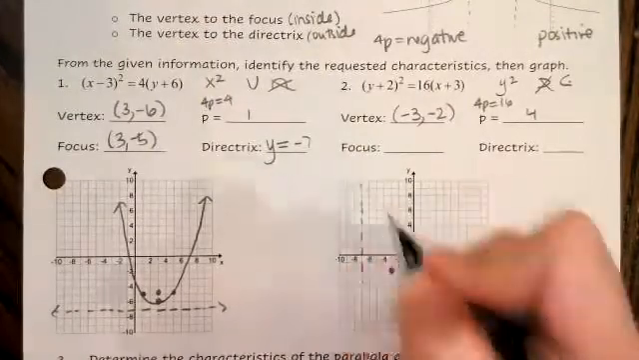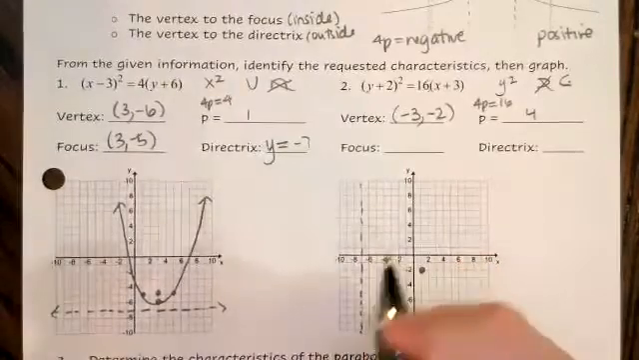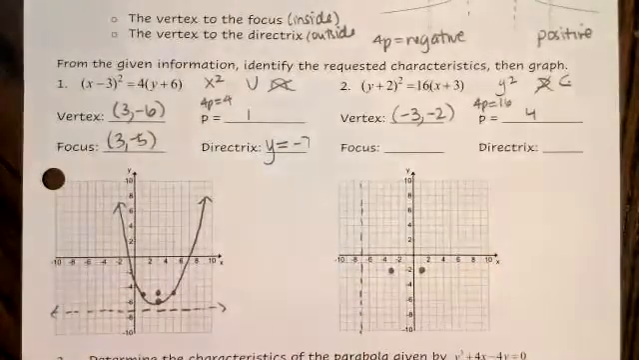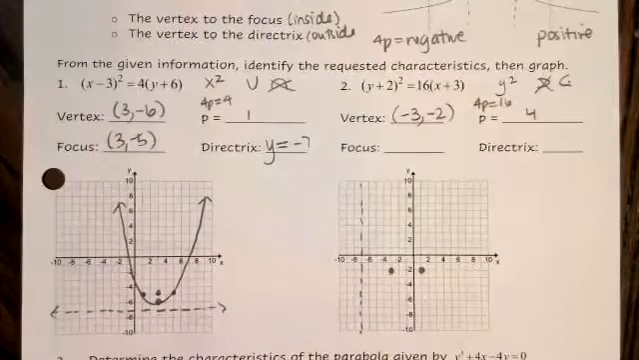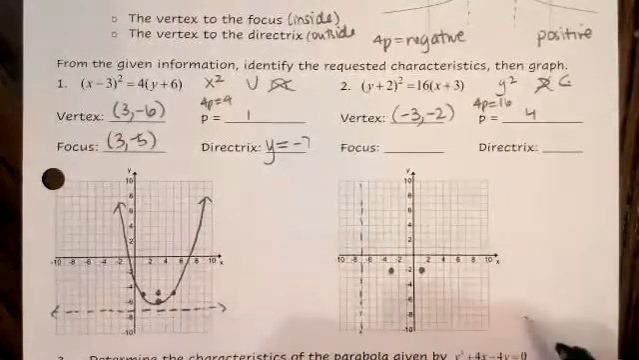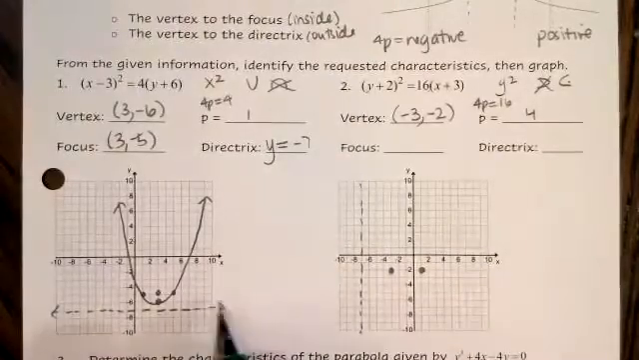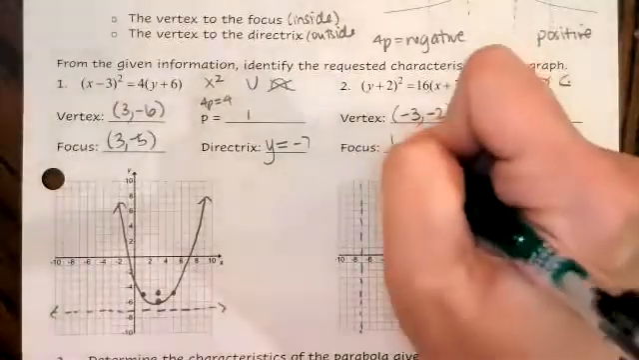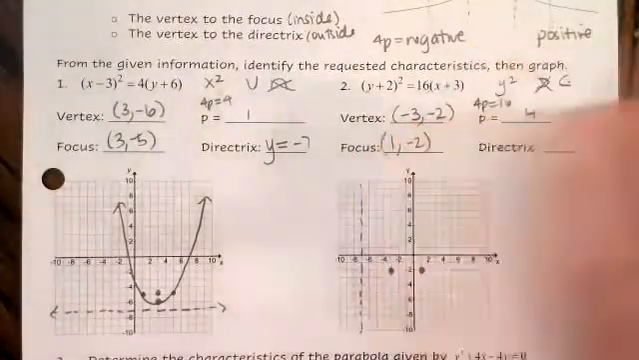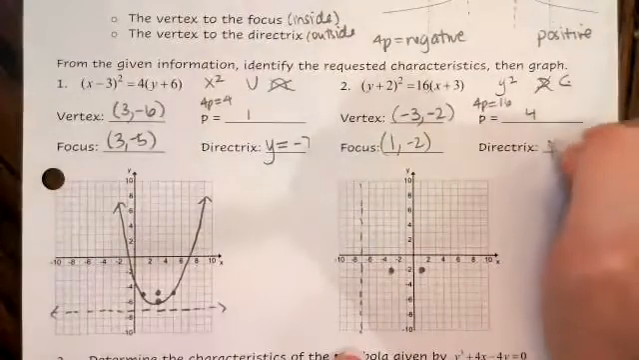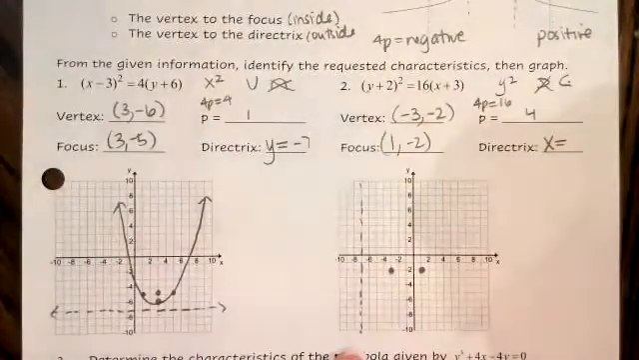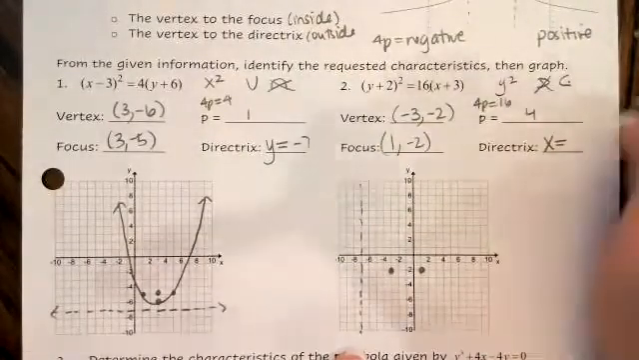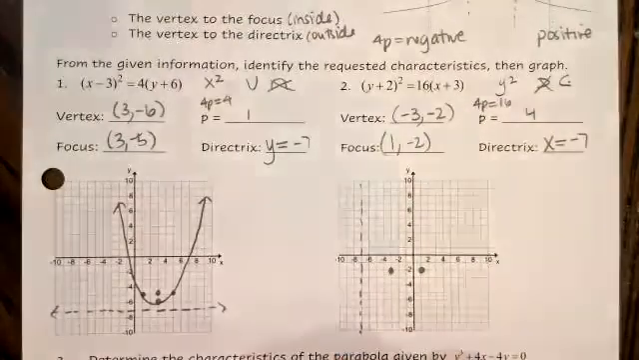And here is my directrix. In order for it to stay out of the parabola, that one has to be a vertical line, since this parabola is going to open left and right. Here we had a horizontal line since this opened up and down. The directrix is always on the outside. So focus is at 1, -2. And the directrix is a vertical line. So it's x equals, and it goes through the point -7.